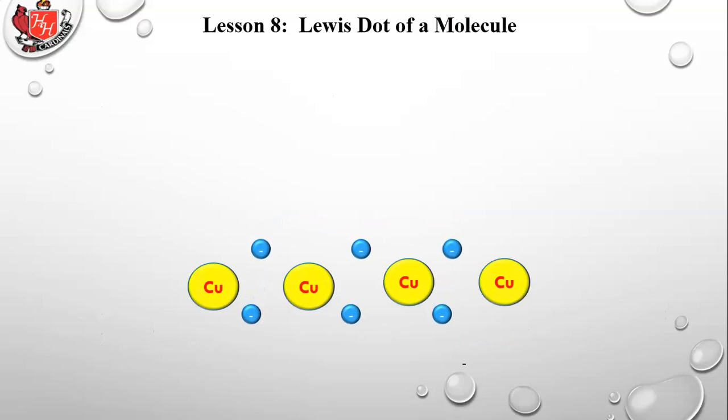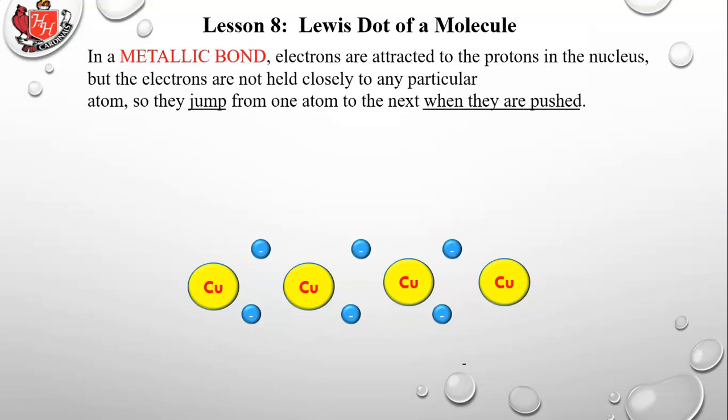Finally, we're going to just touch on metallic bonds. In a metallic bond, electrons are attracted to the protons in the nucleus, but the electrons are not held closely. Think of these as the transition metals, which are kind of low down on the periodic table, so they have a lot of orbitals. If they have a lot of orbitals, their valence electrons aren't held very tightly.